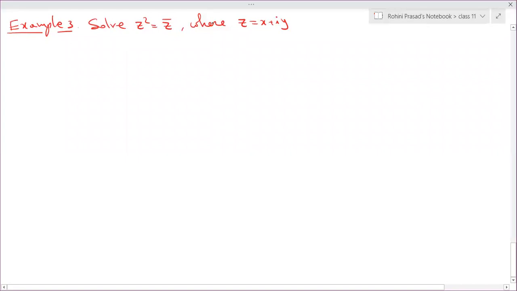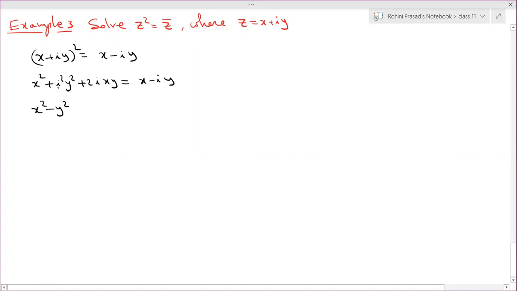So you just substitute x + iy in place of z. So (x + iy) squared equals z bar, which is x minus iy. So convert the LHS also into the a + ib form: x squared plus i squared y squared plus 2ixy equals x minus iy. So equate the real parts: x squared minus y squared, as i squared is minus 1, equals x, and 2xy equals minus y.